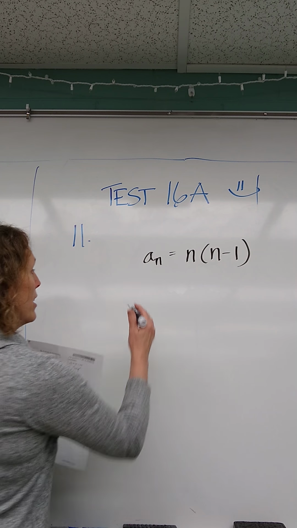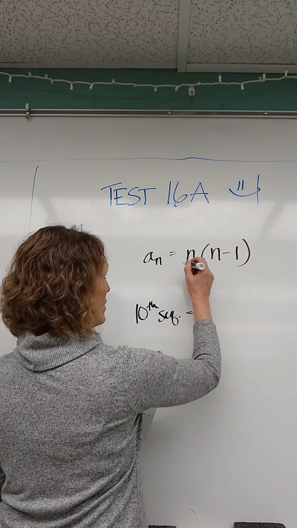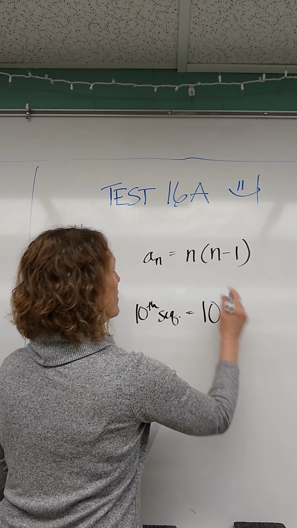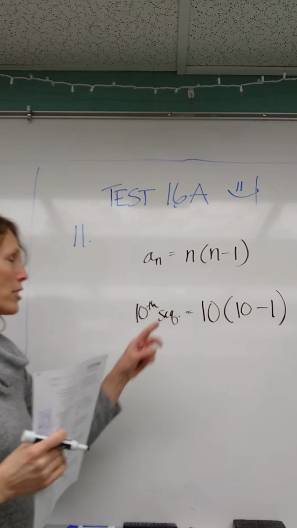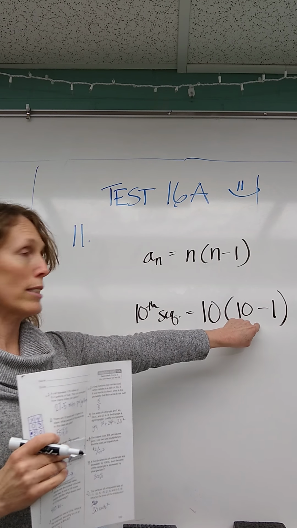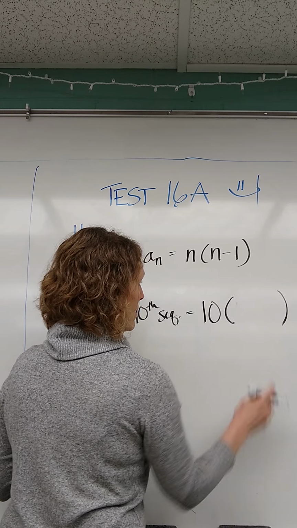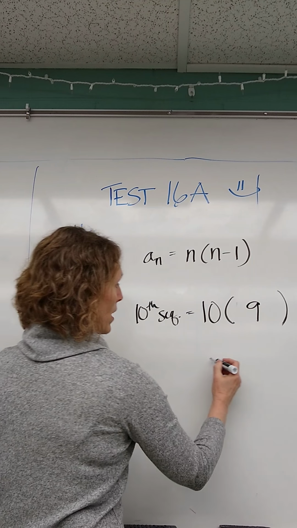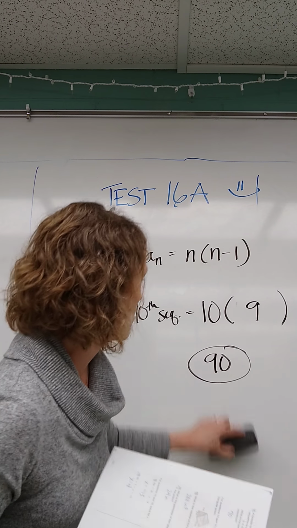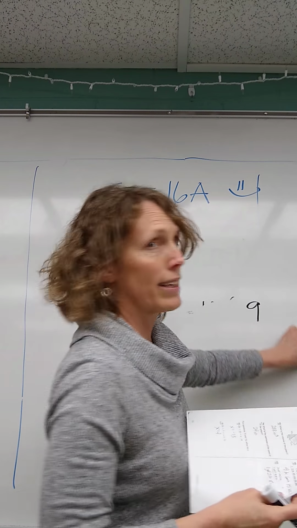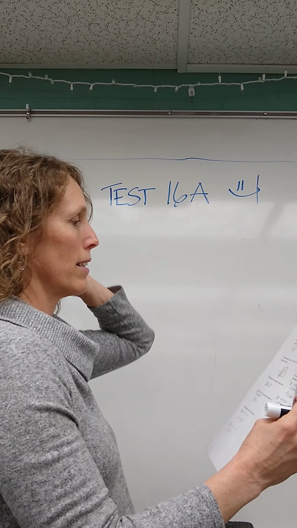Happens to be 10. So the 10th number in the sequence equals, substitute 10 for that, substitute 10 for that, minus 1. Remember order of operations, we need to do this first. This becomes 9. And then we just multiply. The answer is 90. Quite a few of you got that right on your test. Good job. And if you didn't get it right, that's okay. You'll get it.